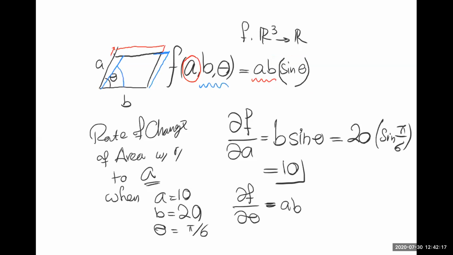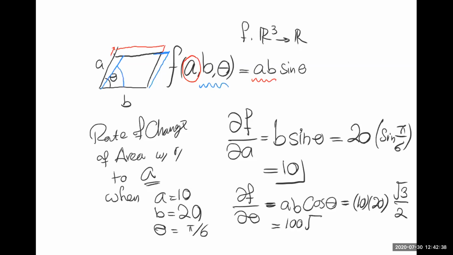What is derivative of sine with respect to theta? It's simply cosine. So here A is 10, B is 20 times, oh, sorry, cosine of pi over 6, which is the square root of 3 over 2, would be 100 radical 3. That would be the rate of change with respect to theta. Now, why this thing is important? Why did I say this is important for economics?